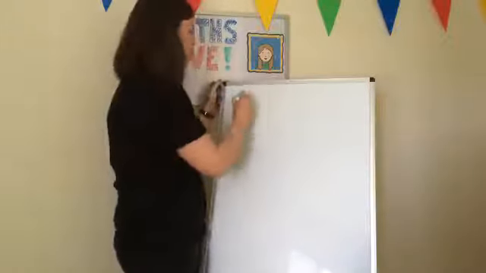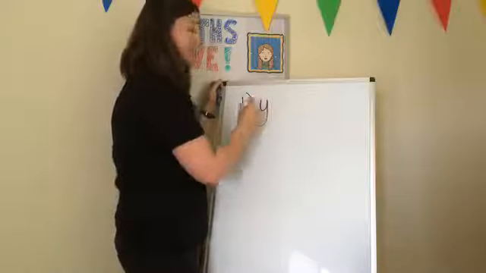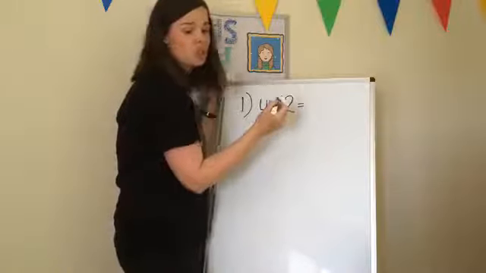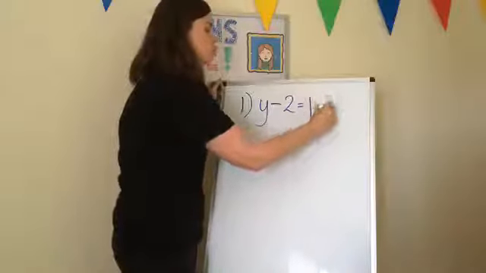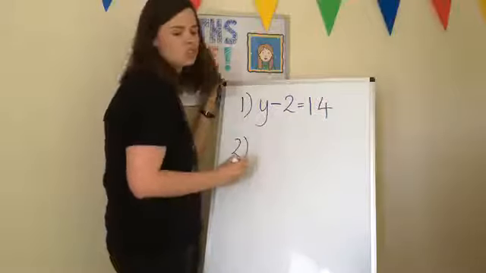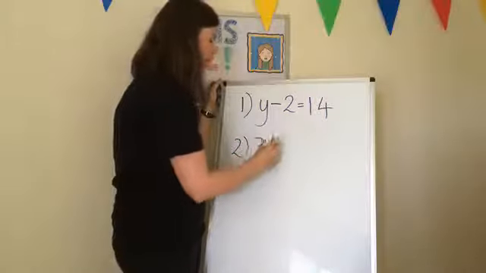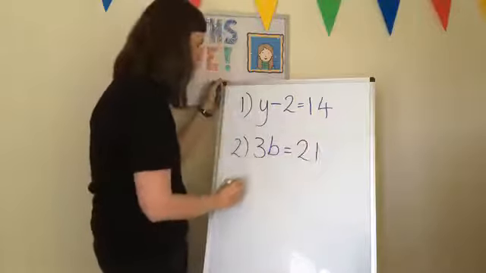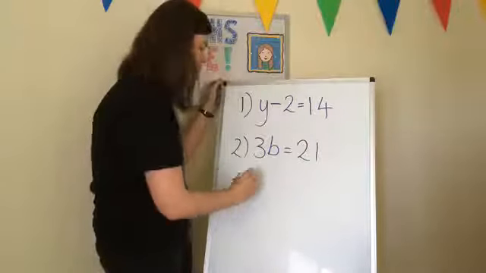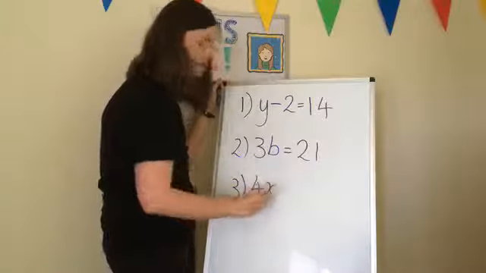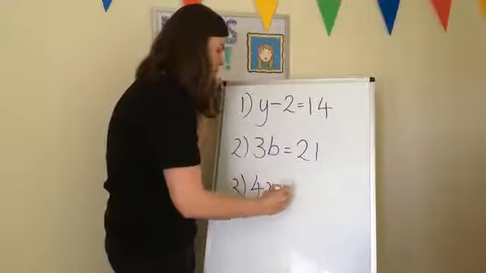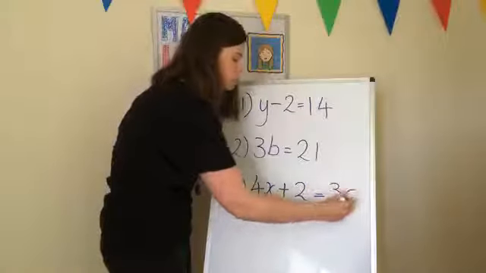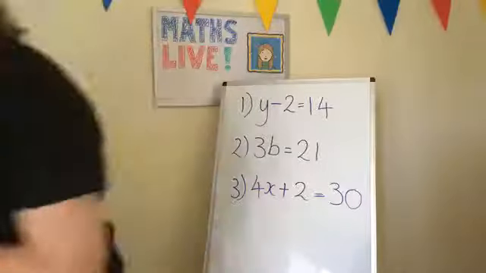So number 1 was y. So we're using a different letter now. It doesn't matter what the letter is. Y take away 2 is 14. So we want to know what y is. Question 2 is 3b equals 21. And the third question was 4x plus 2 equals 30. So for that one you want to know what x is. So give that a go.